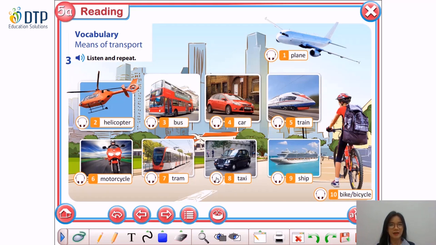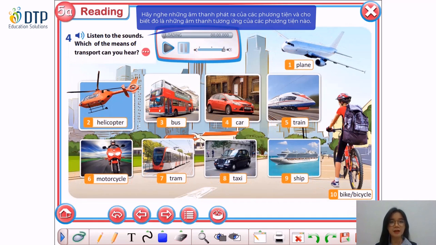I see. As for me, I've never traveled by ship before, but I would like to try them someday. Now, why don't we move on to the next exercise? In exercise 4, listen to the sounds. Which of the means of transport can you hear? This exercise is pretty simple, so listen carefully for the answers.